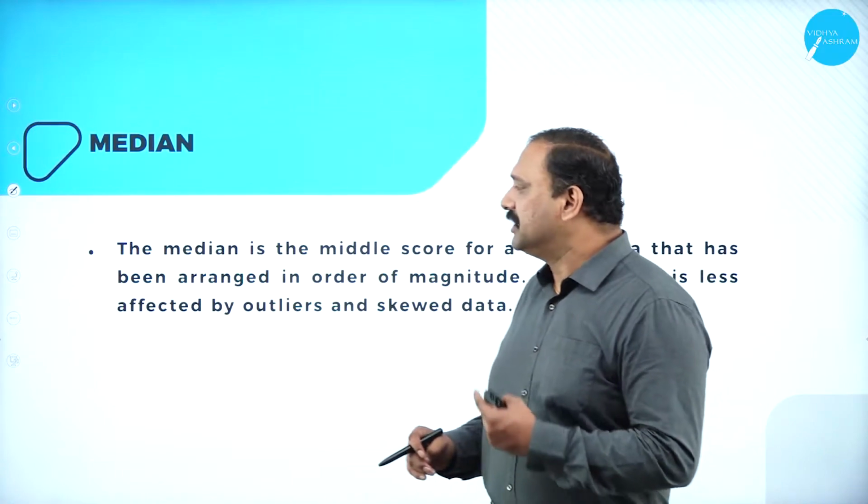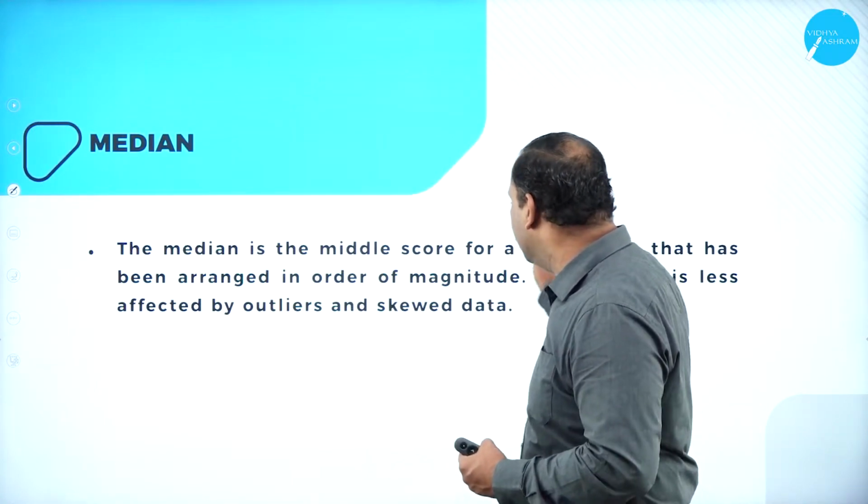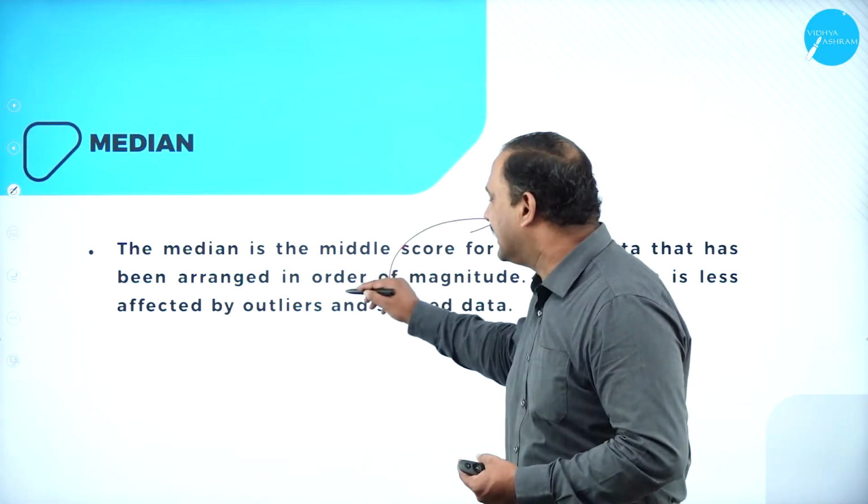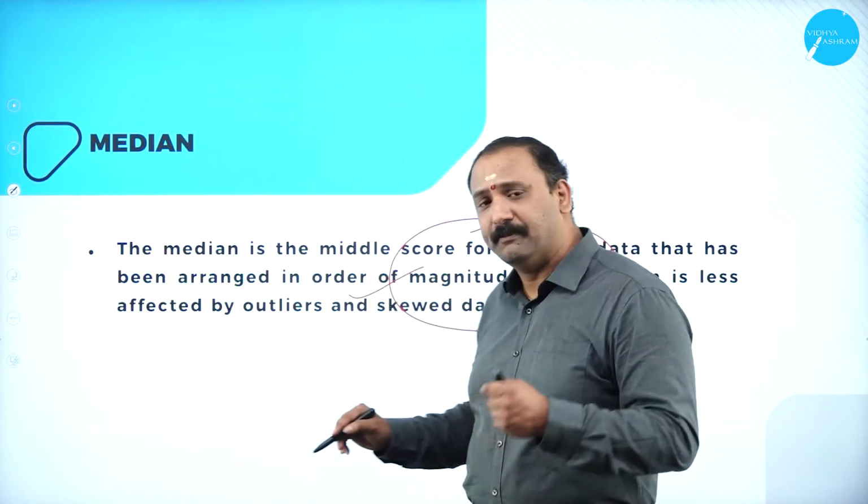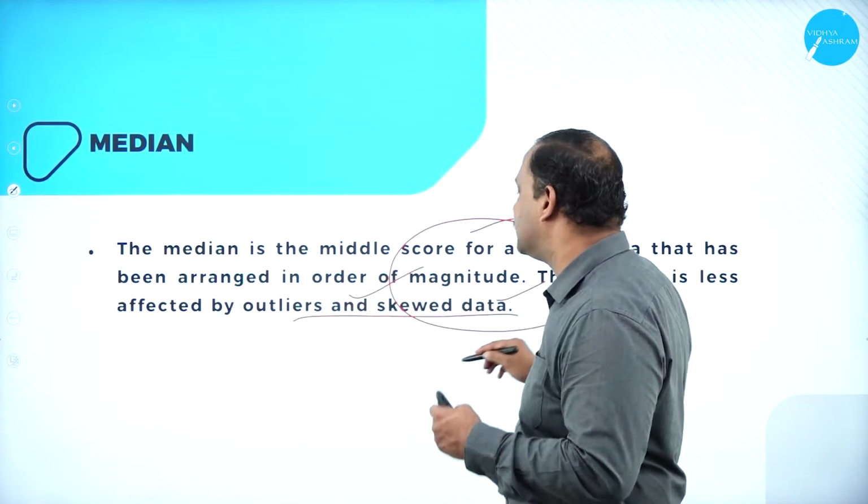Now, followed by which, the median. The median is the middle score for a set of data that has been arranged in order of magnitude. The median is affected by outliers and skewed data.